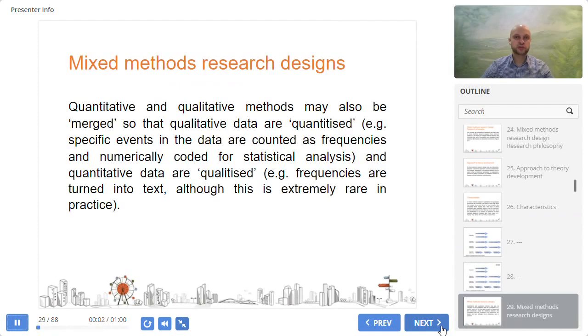Mixed methods research designs. Quantitative and qualitative methods may also be merged so that qualitative data are quantized. For example, specific events in the data are counted as frequencies and numerically coded for statistical analysis. And quantitative data are qualitized. For instance, frequencies are turned into text, although this is extremely rare in practice. Both types of data may also be presented together on a matrix. Qualitative data may be presented on a diagram.